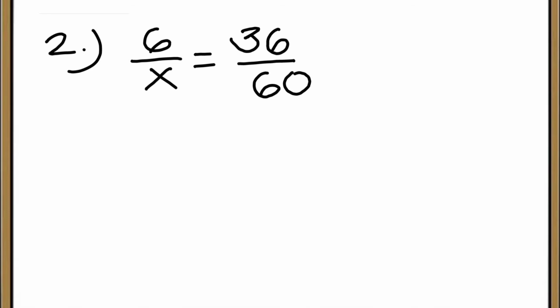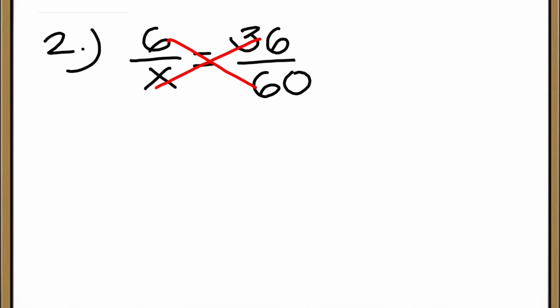Example number 2, so we have 6 is to x equals 36 is to 60. By this time, I'm going to use the fraction form to solve for the missing term, which is x. So dahil ang gamit ko ay fraction form, I'm going to use the cross product.